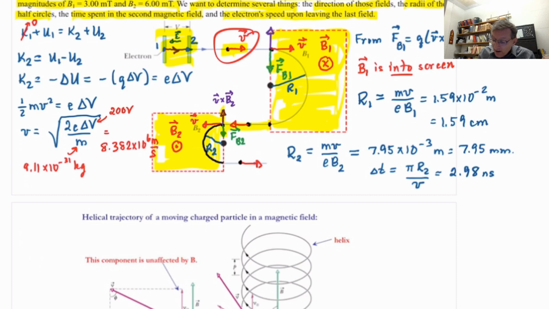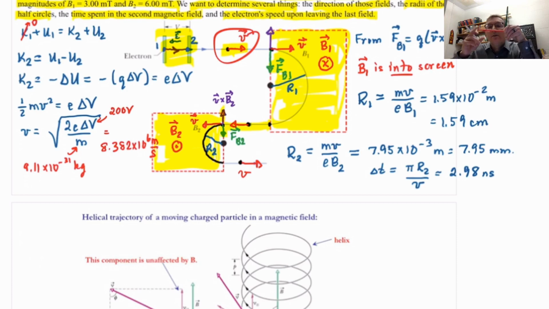And how fast is the electron going when it leaves this last field? It's still going at speed v. Remember, a magnetic field can only change the direction of a velocity, not its magnitude. Now, there's one more concept. All of this discussion was based upon an assumption that the charged particle had a velocity little v arrow perpendicular to that magnetic field. So if the red pen represents v and the green pen represents B, they are perpendicular. And then the motion you get for the particle is a nice circle.